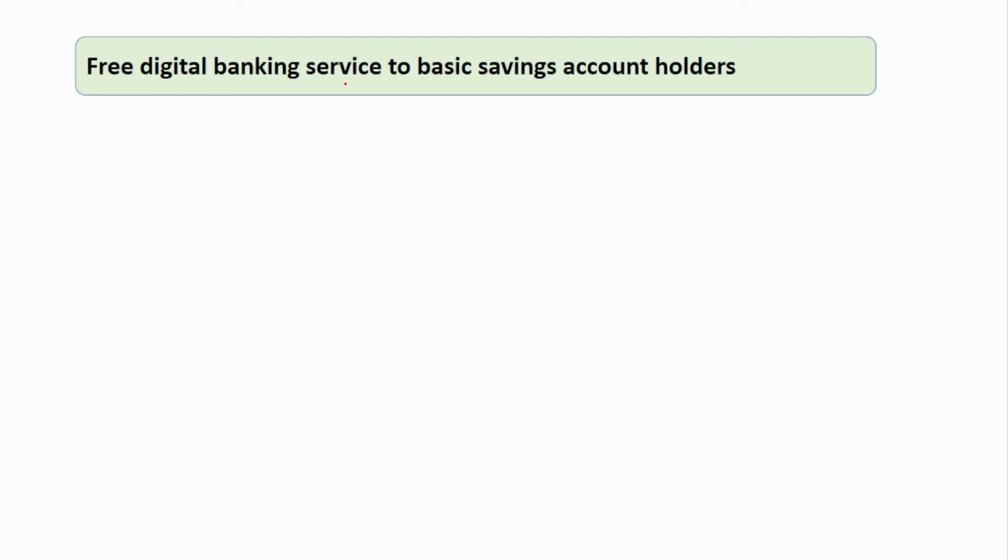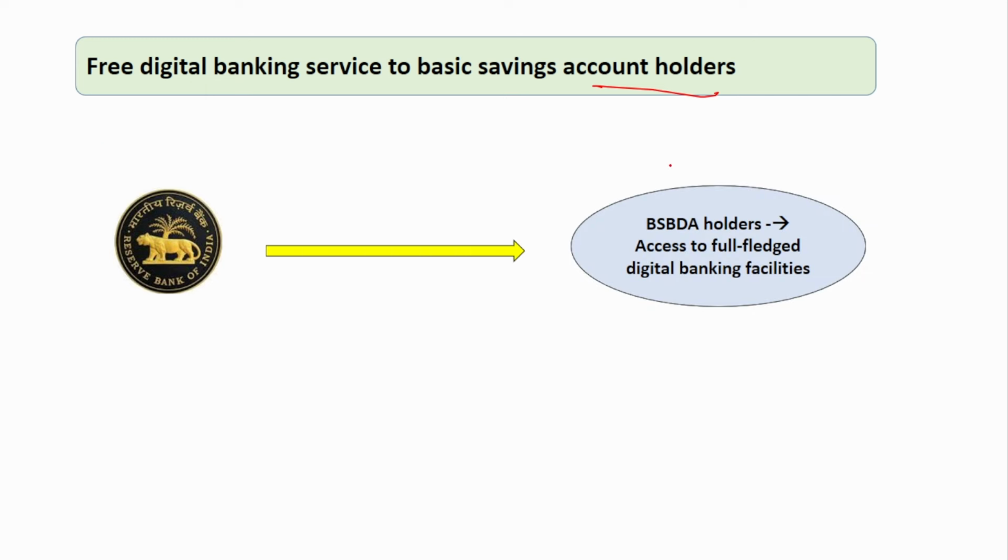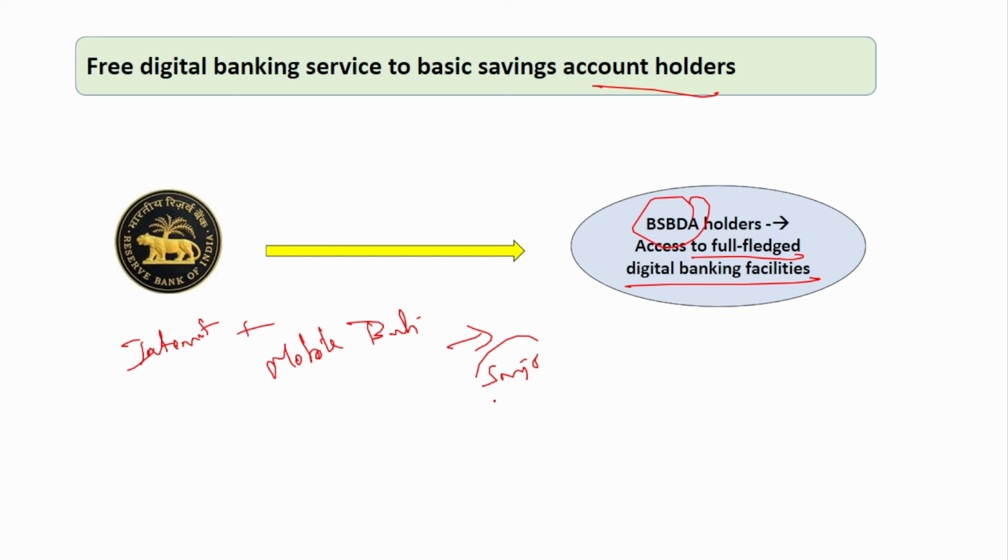Next is free digital banking services to the basic savings account holders. This is the BSBDA, the basic savings bank deposit account holders. They should be given access to full-fledged digital banking facilities. Basically, the internet banking facility or the mobile banking facility is mostly reserved for, or mostly provided easily to, the regular savings account holders. Now the RBI has told that the entire digital banking facilities, not just one or two, should also be provided to the BSBD account holders.